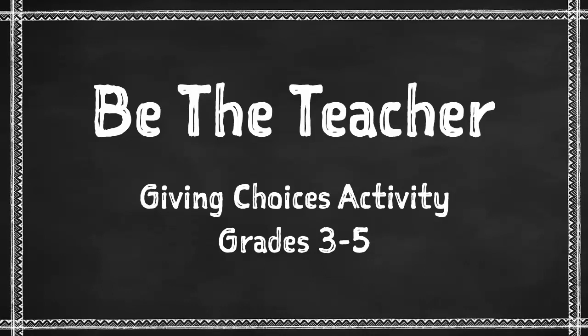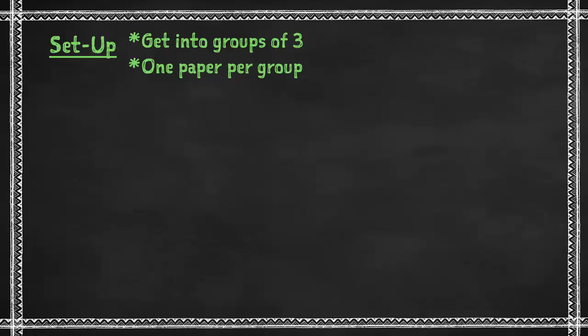Be the teacher. Giving choices activity for grades 3 through 5. To set up for the activity, you're going to get into groups of 3. Each group needs one piece of paper. Pause the video while you get set up and then join me for directions.